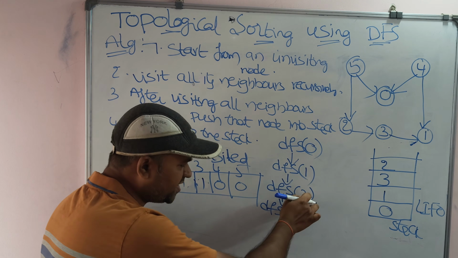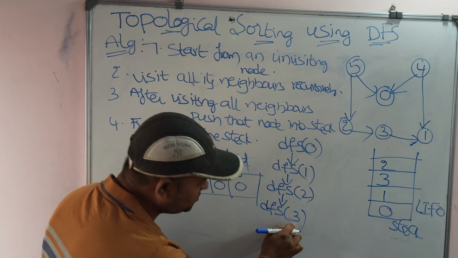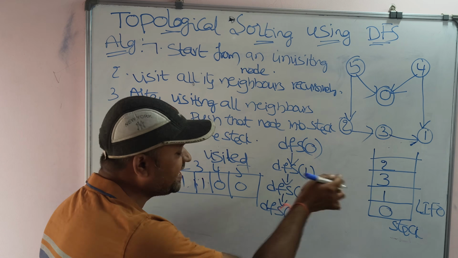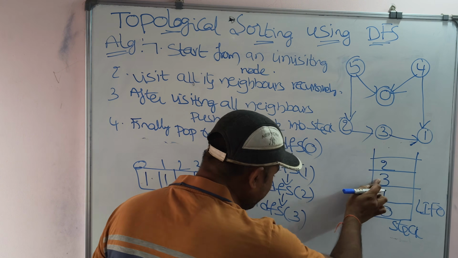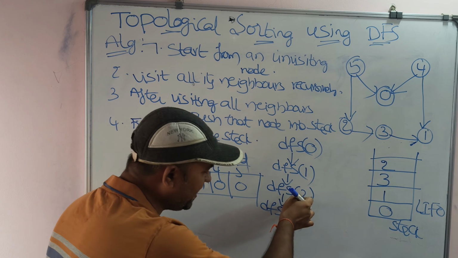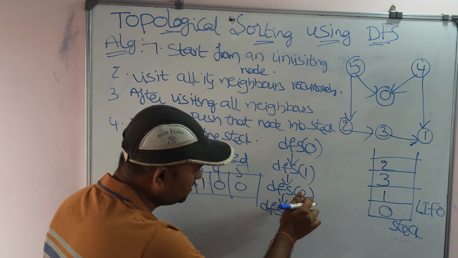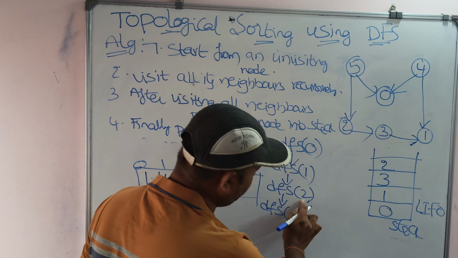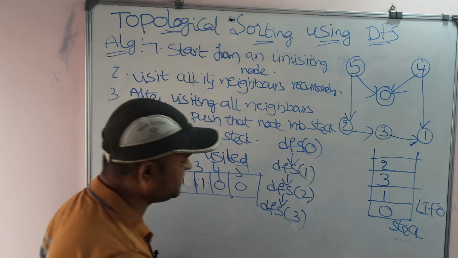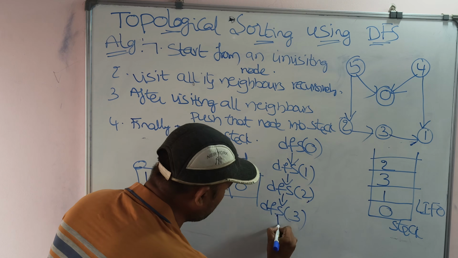So after 1 we are calling 2. 2's neighbor is 3. So that's why we are calling 3. 3's neighbor is 1. So all the neighbors of 3 are visited. So that's why 3 is pushed. And after that go back. Backtracking. So all the neighbors of 2 are visited successfully. So push 2 onto the stack. So 0, 1, 2, 3 are over.